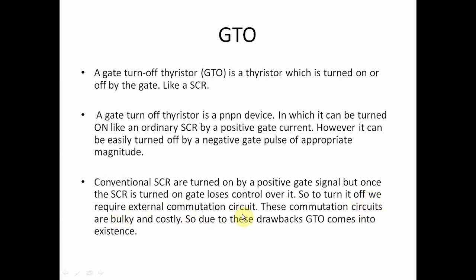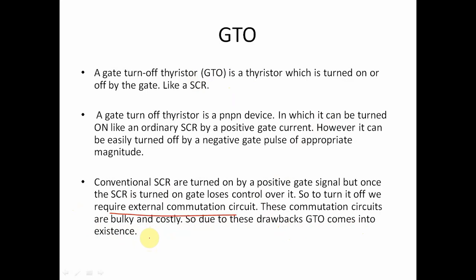We will see that in the next lecture. To turn off an SCR, it is necessary to have an external commutation circuit. But to turn off a GTO, an external commutation circuit is not necessary, because by using the gate terminal we can turn it off very easily. These commutation circuits are bulky and costly, so due to these drawbacks, the GTO came into existence.